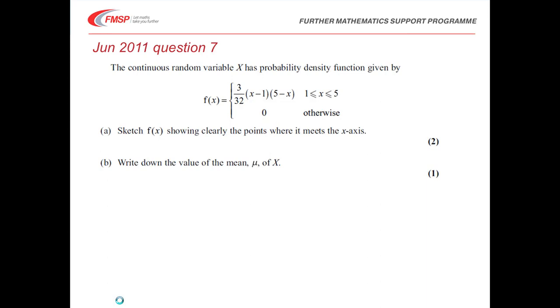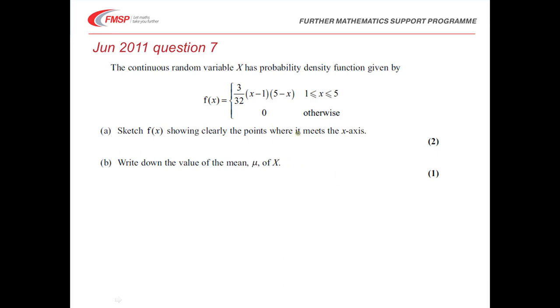So June 2011, question 7. This is a very long question, so it's got like 8 parts, I think. Sometimes you really are in for the long haul with these, and it's worth making sure you're doing this. And it's worth recognizing and learning some of the skills that you have from core maths.